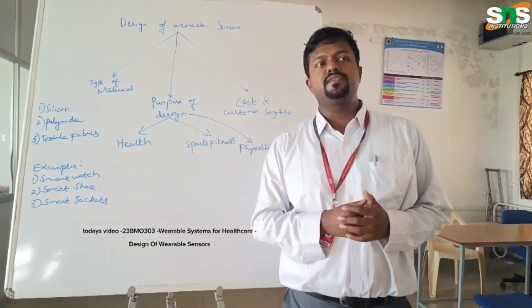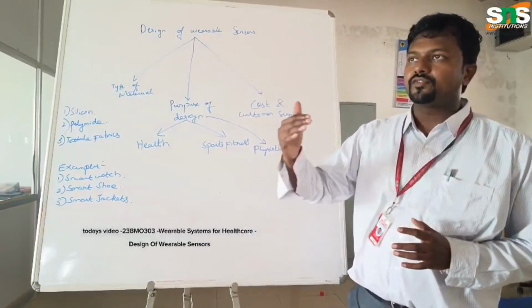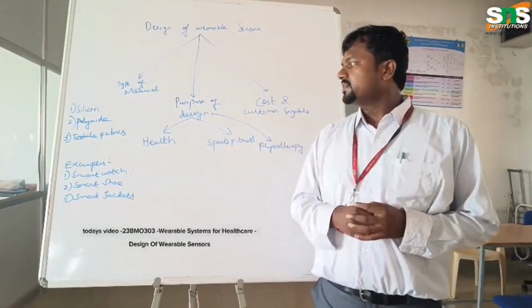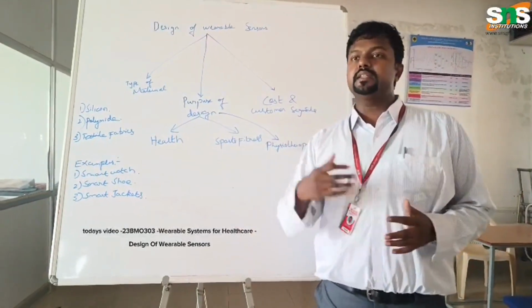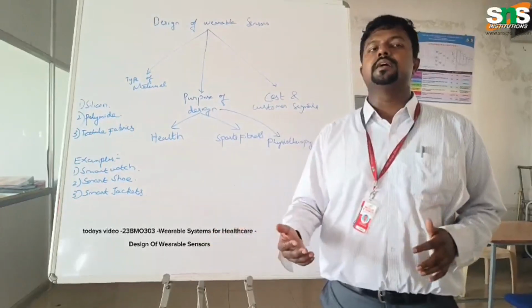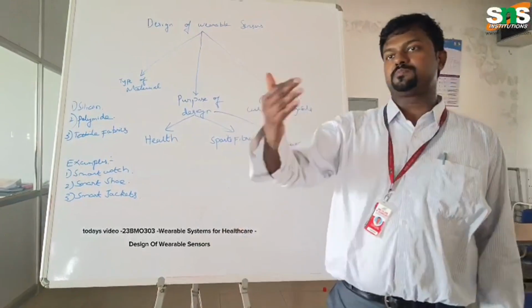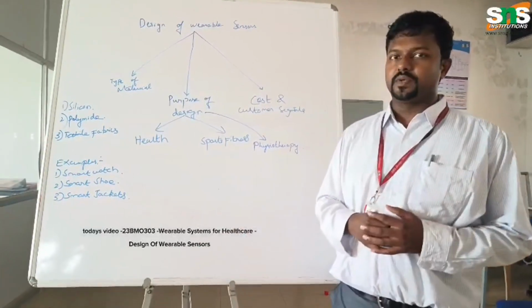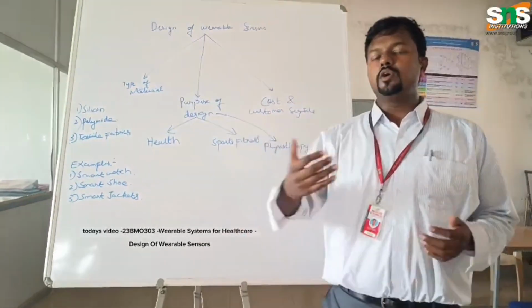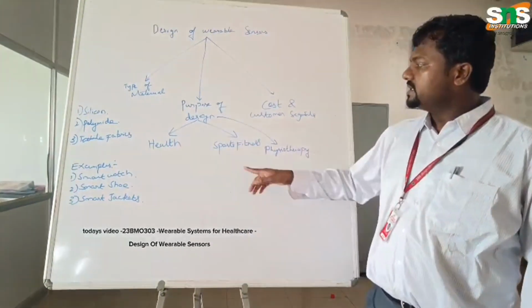This purpose of design means wearable sensors can be used for mainly 3 or 4 different types of purposes. The first one is health monitoring. Health monitoring means the health may be monitored in our homes and workplaces, and the second condition is health monitoring in hospitals. So the types of wearable devices differ from place to place. The wearable devices in the home differ from the wearable devices in the hospitals.